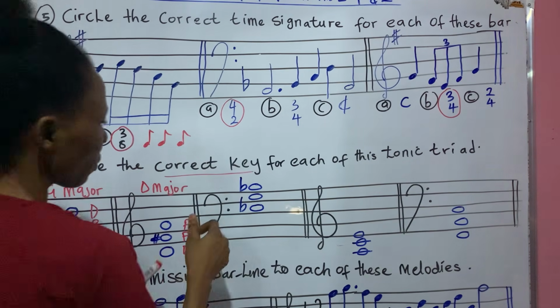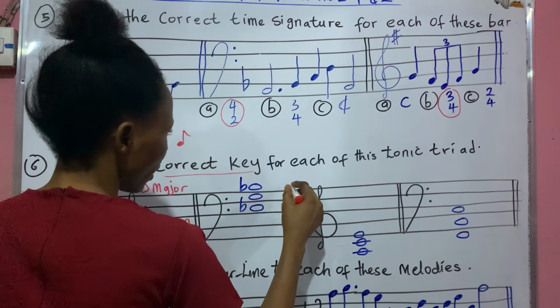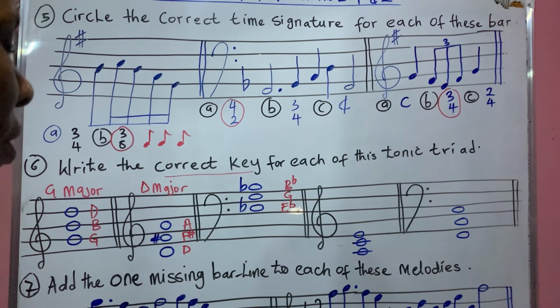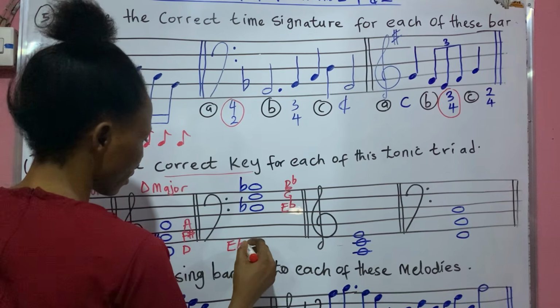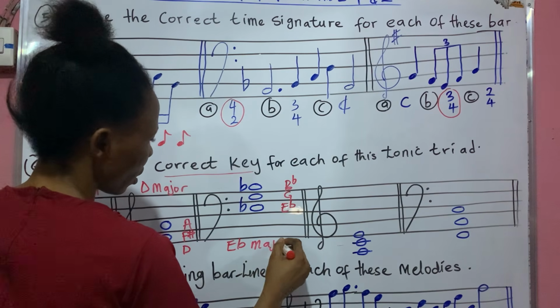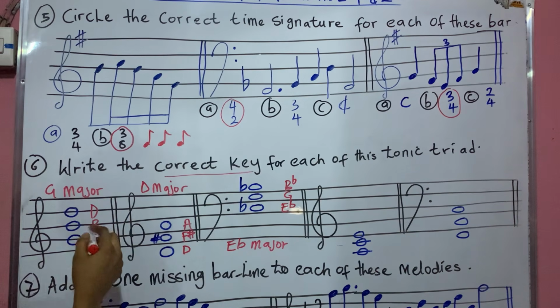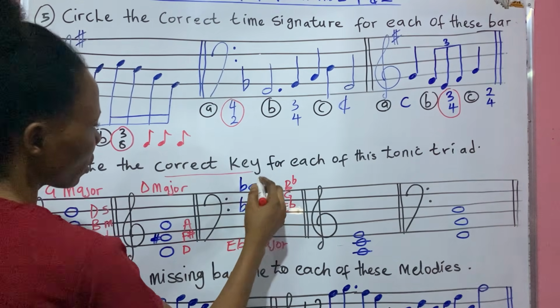Then the third one consists of E flat, G, and B flat. What tonic triad has these note combinations? The answer here is E flat major. What we mean by this tonic triad is do mi so. This is do mi so, and this is the same thing here. This is the same do mi so.